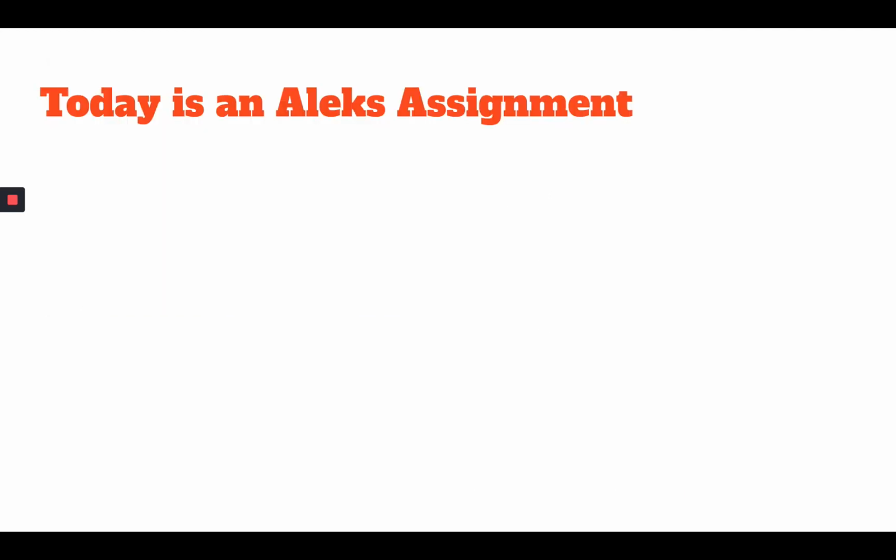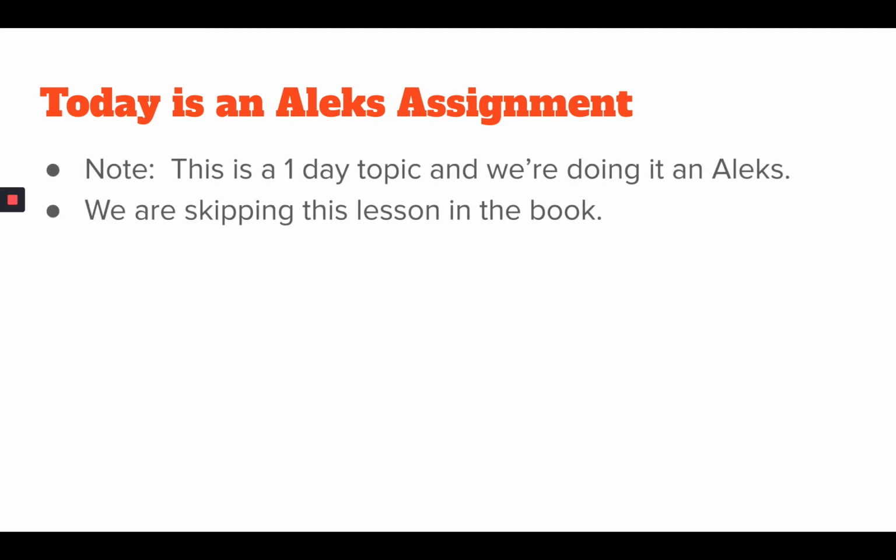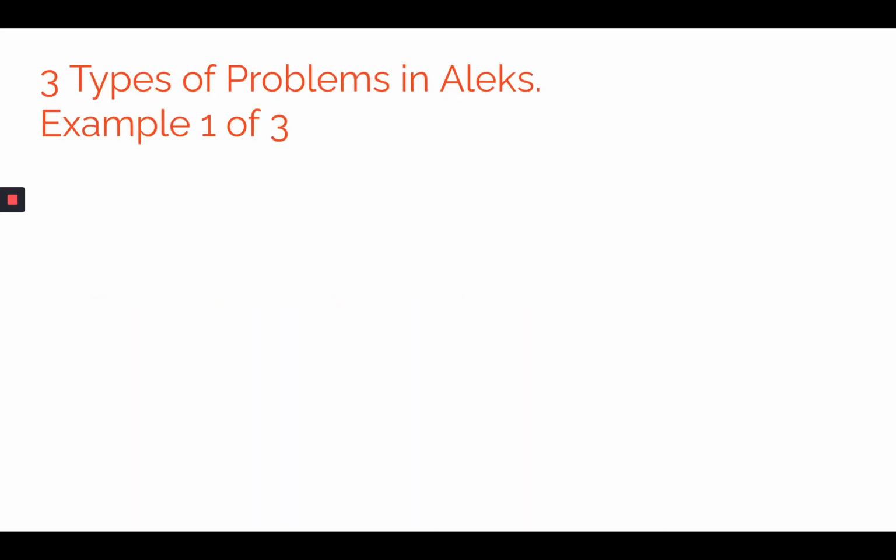However, we don't have a good way to do graphs in our book and to turn that in, so today's going to be an ALEKS assignment where you can graph in ALEKS. I just want to note this is a one-day topic and we're doing it in ALEKS, so we're actually going to skip this lesson in the book. So we're not going to do Chapter 1, Lesson 5 in the book because there's not a good way to turn that in. There's not a good way to do an answer key. The ALEKS assignment is called Homework 3. I'm going to take you through the 3 types of problems you'll be asked in ALEKS today.